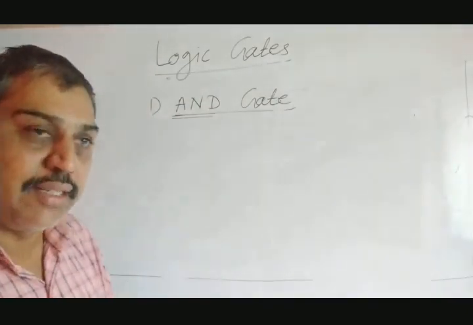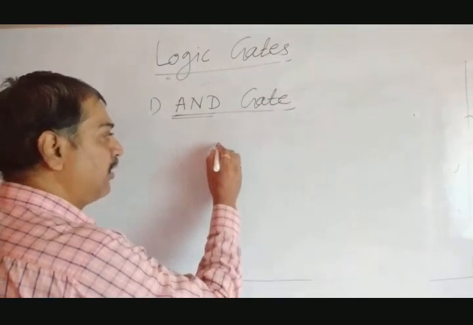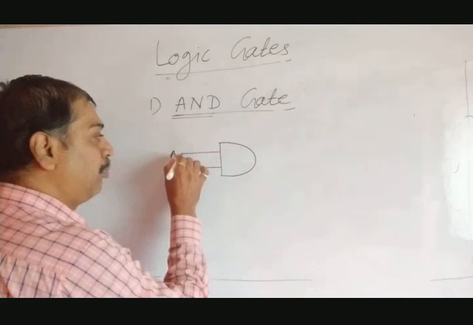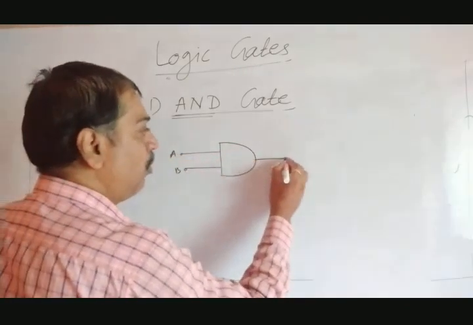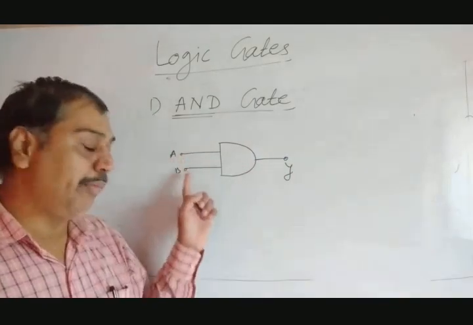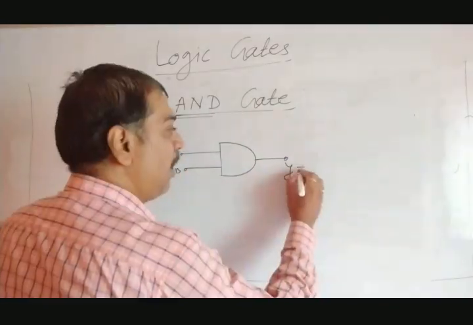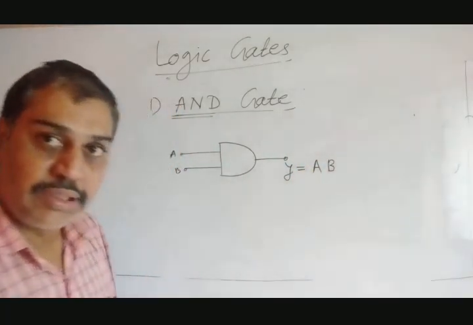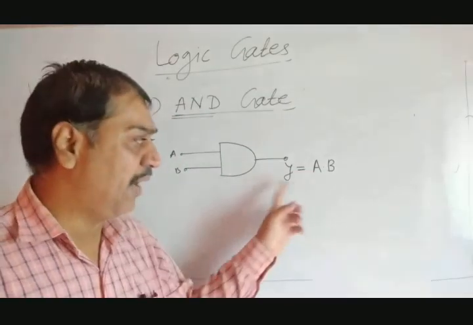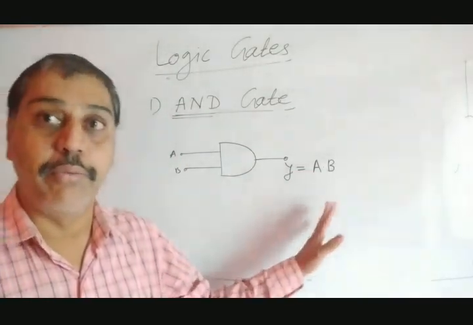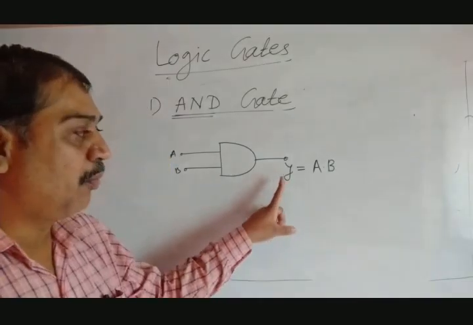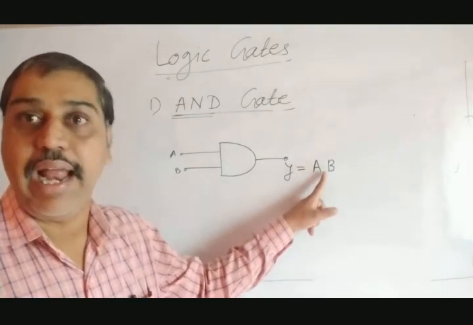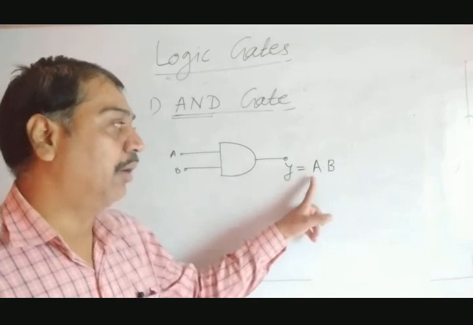Now symbolically, this gate is represented like this. I will draw it. Suppose it has two inputs A and B and only one output, suppose it is Y. So A and B are the two inputs, Y is the single output. Y is represented in terms of the inputs as A dot B. Up till now we read it as A dot B or A into B, but remember, in this case the dot is a symbol for AND logic. You should read it as Y equals A AND B.